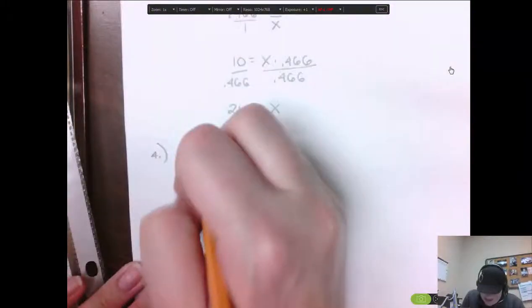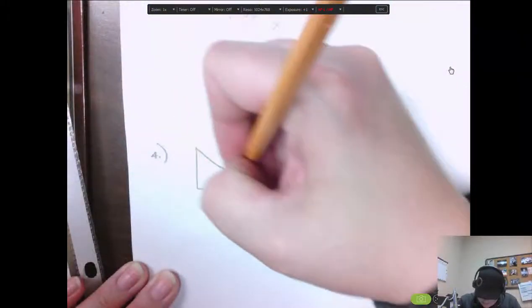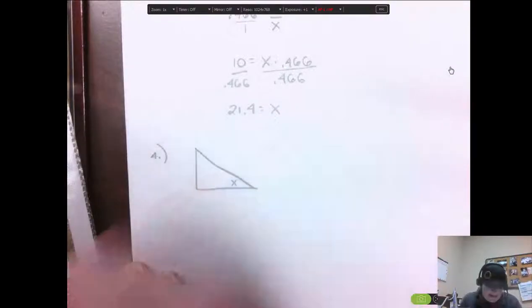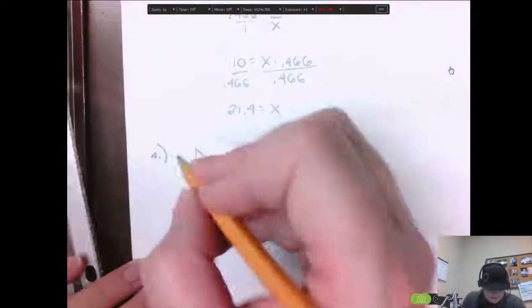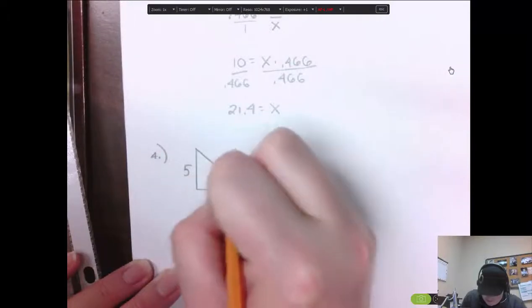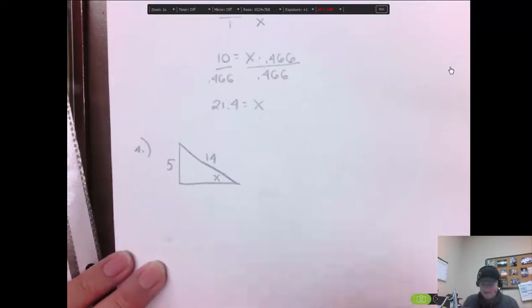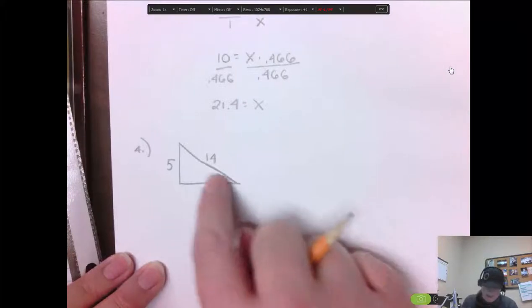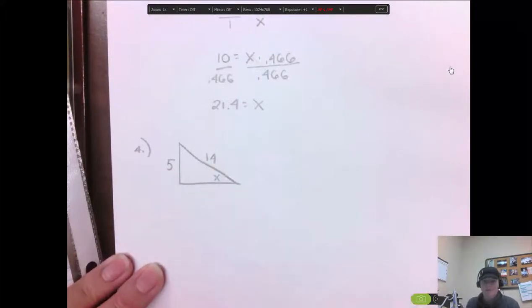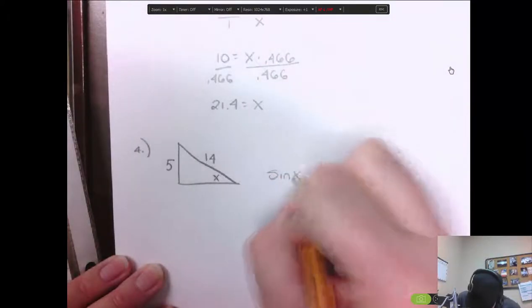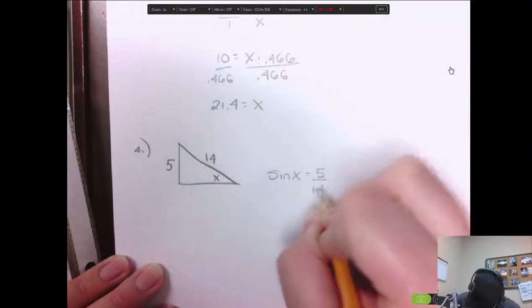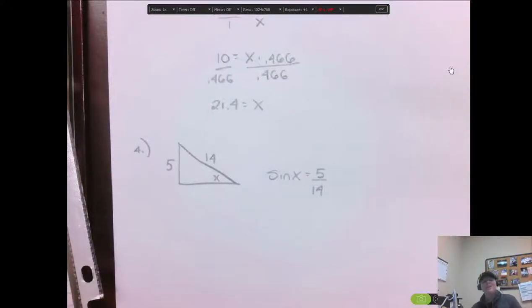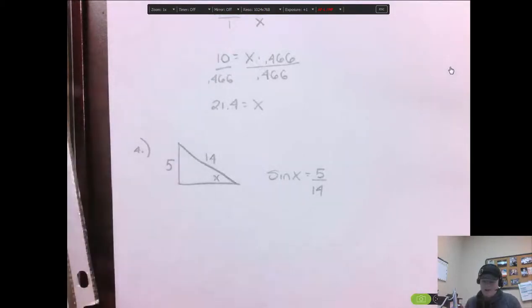So if I don't know an angle, so I don't know this, but let's say I know this is 5 and this one's 14. So what do I have here? From the angle I'm trying to find, I have opposite over hypotenuse, which is sine. So we're going to go, okay, so sine of x is going to equal 5 over 14. And where this gets a little tricky is there's actually a button called an inverse sine, where it'll find the degrees for you.